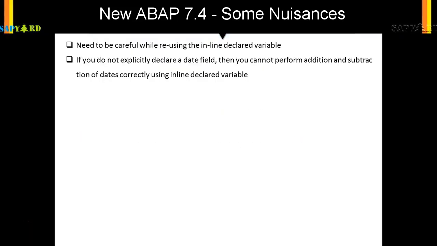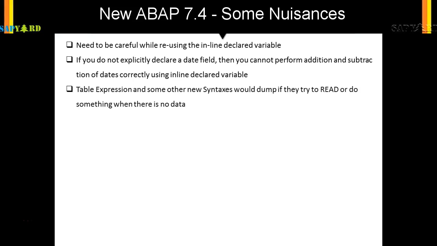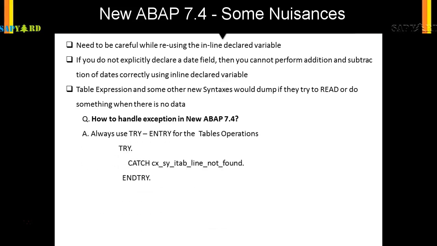And the next and more important point which I want to discuss is table expressions, like line_exists or FOR loop, whatever you are doing in the table expressions of ABAP 7.4. If a particular data does not exist in a table and you are trying to read it, or trying to loop through it, then it will give you a dump. So the question is how to handle such exceptions in ABAP 7.4. It is simple. Always use TRY and ENDTRY. And if you think there might be a case where there is no data, always use CATCH cx_sy_itab_line_not_found.